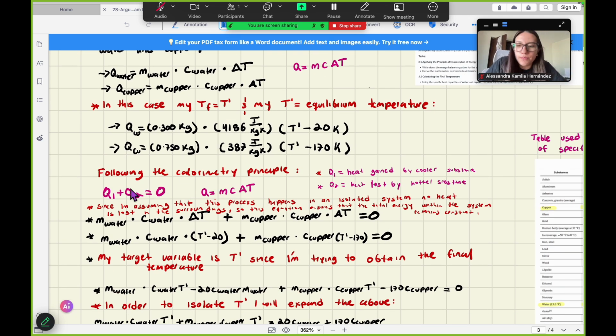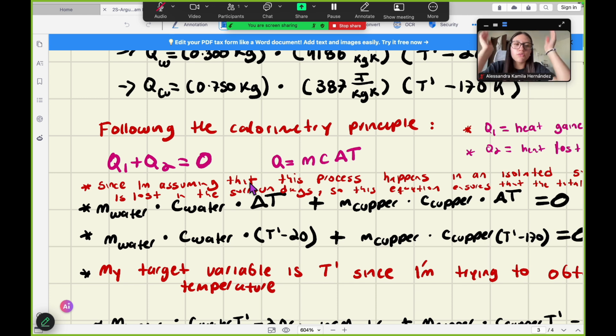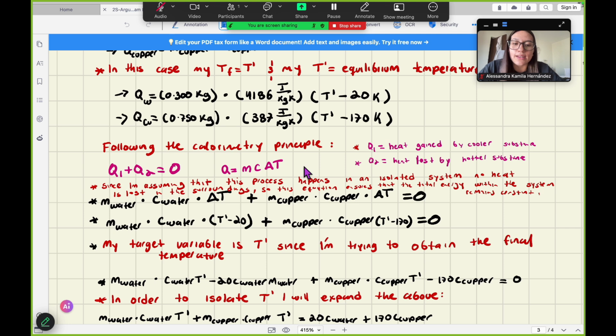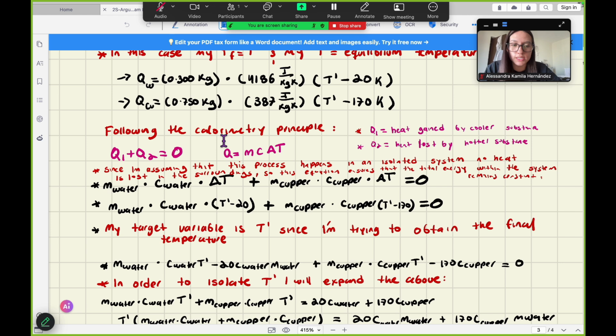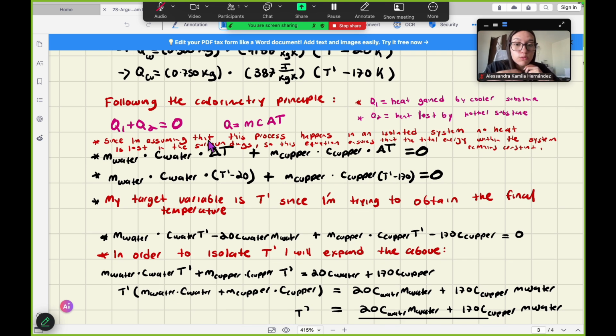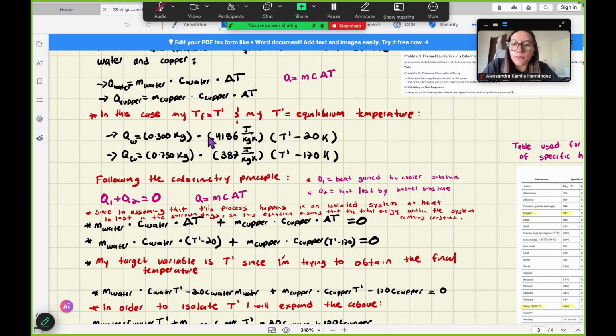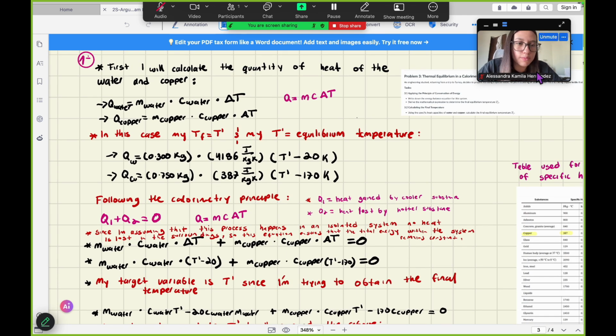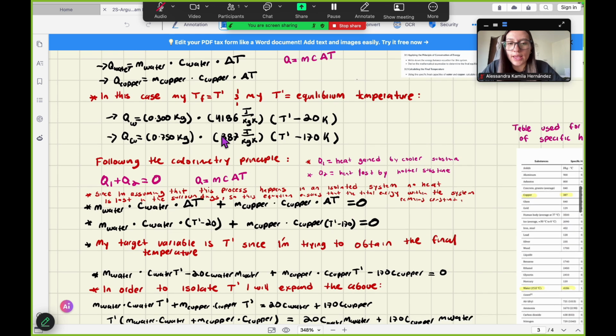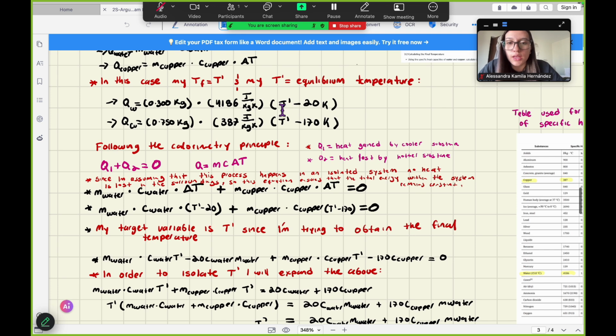following the calorimetry principle, I know that the absolute value of my Q1 equals the absolute value of my Q2. Since I'm assuming that this process happens in an isolated system, no heat is lost to the surroundings, so this equation ensures that the energy of the system remains constant. That's what it means, that it is equal to 0. So this is basically my Q of water, and this is basically my Q of copper. Something important is that my T final, that is my target variable, I'm going to assume is my equilibrium temperature. So that's the only thing that changed.